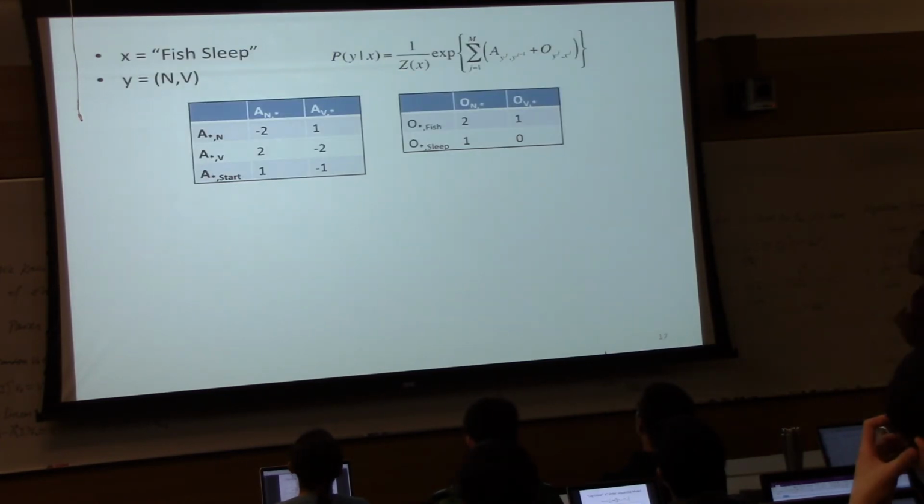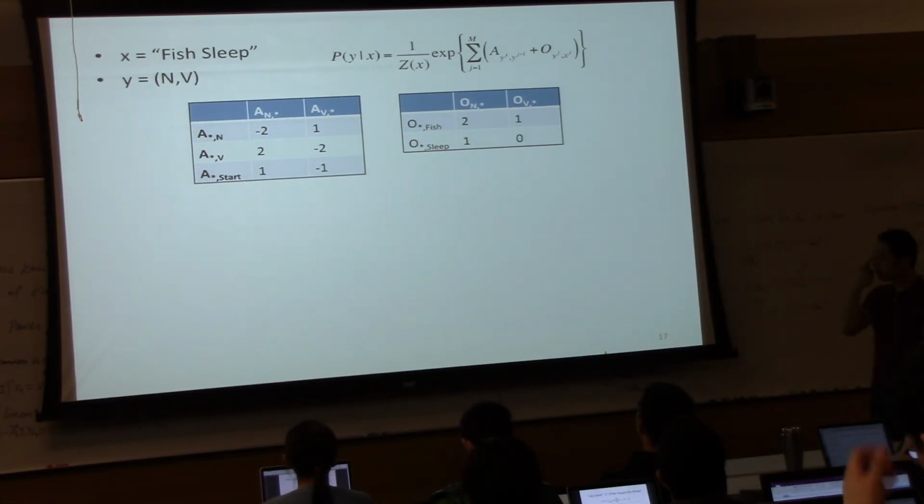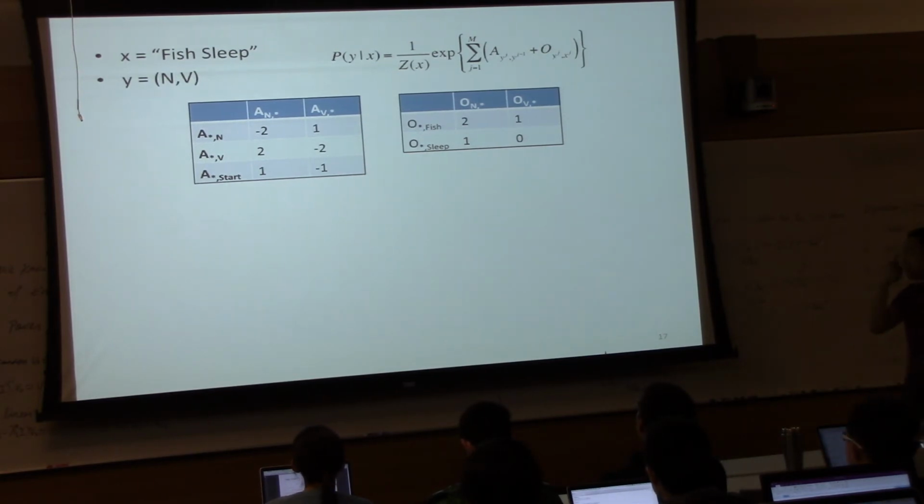As an example, we did this example yesterday, or on Tuesday. Imagine that I already have a pre-trained model, so we'll talk about training later. The input is fish sleep, and the y that we're considering is noun, comma, verb. There are only two possible tokens in this example, noun and verb, and only two possible words, fish and sleep, in our vocabulary.